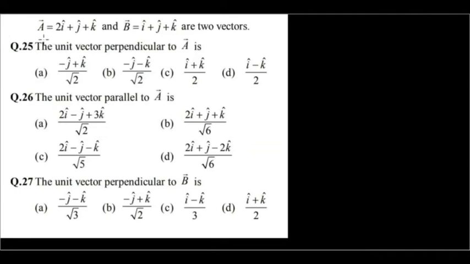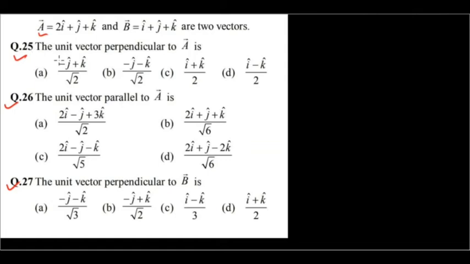The question is, A vector equal to 2i cap plus j cap plus k cap, and B vector equal to i cap plus j cap plus k cap. So the two vectors are given in component form, and we have three questions, and we have to answer them one by one.